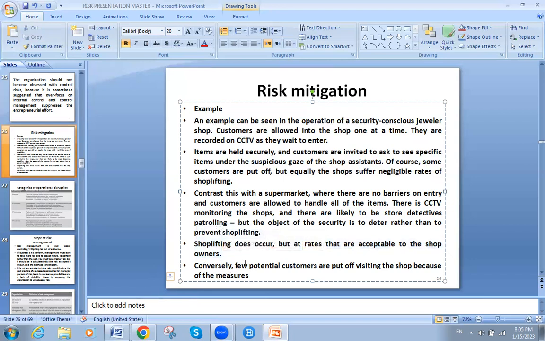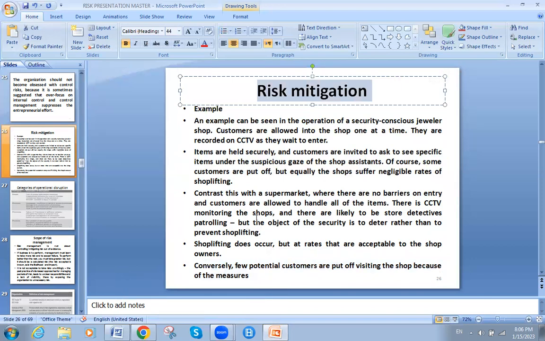Conversely, few potential customers are put off visiting the shop because of the measures. These are some points about risk mitigation. So how can I reduce risk? As an example, by putting in cameras. The risk of theft or shoplifting or losing part of your goods, you can mitigate, reduce this risk by putting in cameras. So risk mitigation is about how I will deal with the risk. How can I reduce the risk?